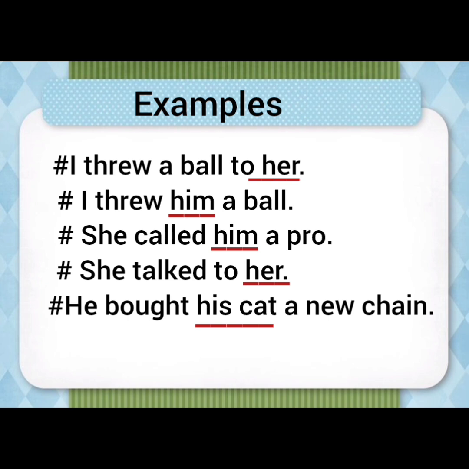She called him a pro. Now him is the indirect object here. She talked to her. Again her is the indirect object. He bought his cat a new chain. Now for whom did he buy the chain? So for the cat. And in this way cat is the indirect object in this particular sentence.